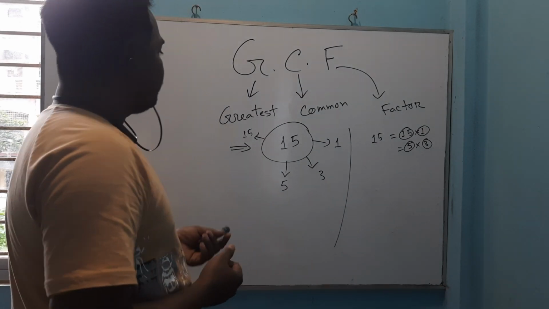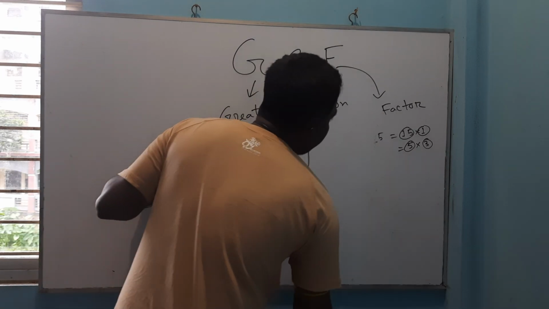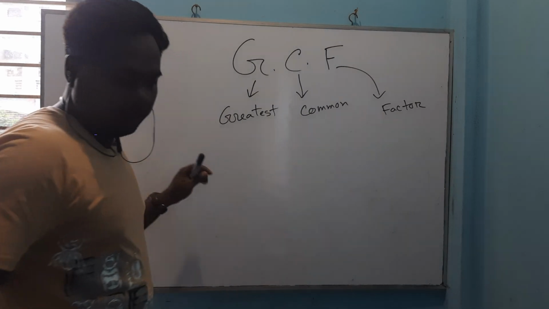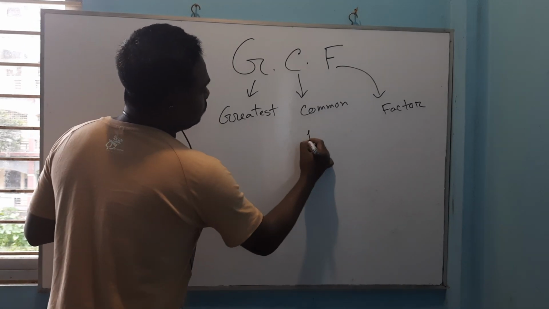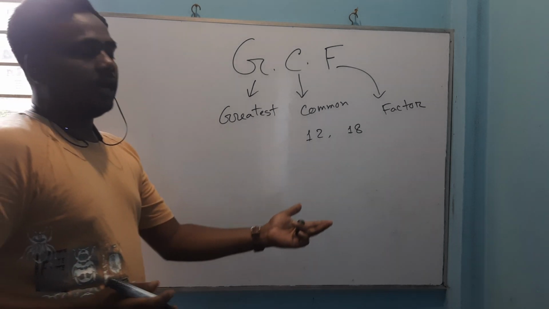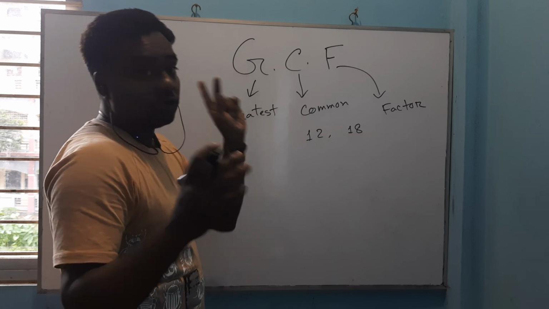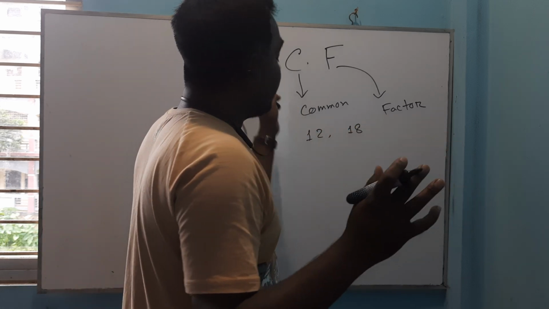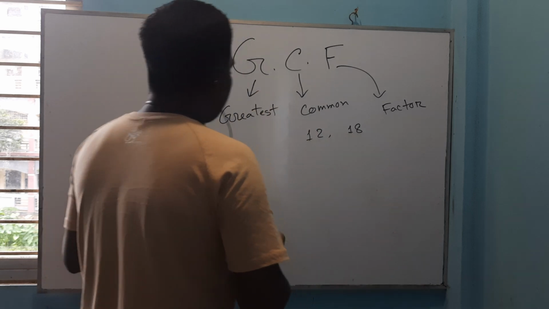Now our main problem is how we will find the G.C.F., that means greatest common factor. For the two numbers 12 and 18, how will you find the greatest common factor? Not just the factor, but the greatest common factor.